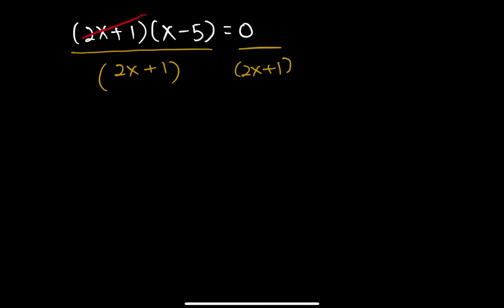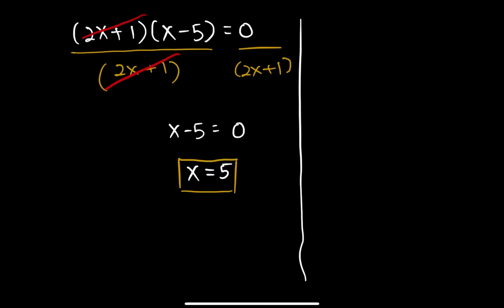So left hand side cancel, cancel. We are left with x minus 5. And that is equal to 0, right? Because 0 divided by anything is 0. And then we add 5 to both sides, so we get x is equal to 5. So this is one of our solutions, all right? And remember, most of the time, you're going to get more than one solution. You're going to get two solutions, actually. So in this case, we actually do have two solutions.